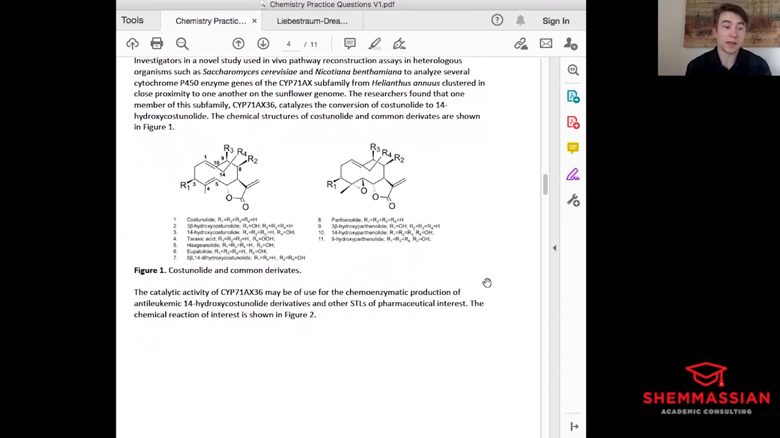Okay, so I get to the figure. I only focus on the figure caption, right? This is key to my strategy. So: costunolide and common derivatives. That's literally it. That's all I do.